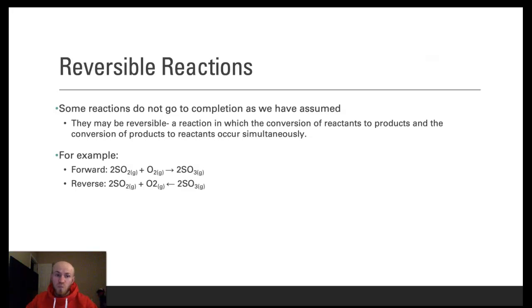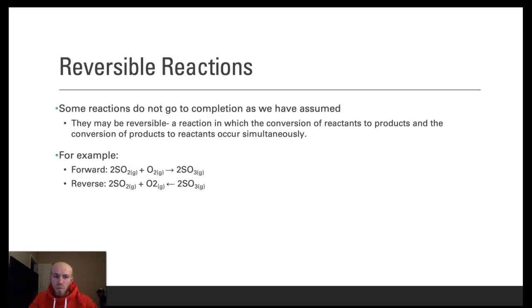All right, now let's think about reversible reactions. So far in this class, we've been thinking about forward reactions. We had combination, decomposition, single replacement, double replacement, combustion reactions. Those are all forward, one-directional reactions. But some reactions do not go to completion as we have assumed. They may be reversible. A reversible reaction is one in which the conversion of reactants to products and the conversion of products to reactants occur simultaneously. So you're having products being formed, you're also having the reactants being formed, so it's going back and forth simultaneously. They're both occurring at the same time.